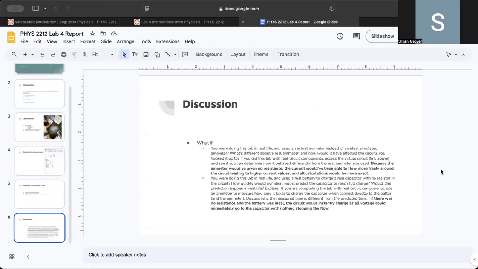So what if questions? What if we were doing this in a lab in real life and we use an actual ammeter instead of an ideal simulated ammeter? What's different about a real ammeter and how would it affect the circuits you hooked up with? If you did this lab with real circuit components, access the virtual circuit link above and see if you can determine how it behaved differently from the real ammeter used.